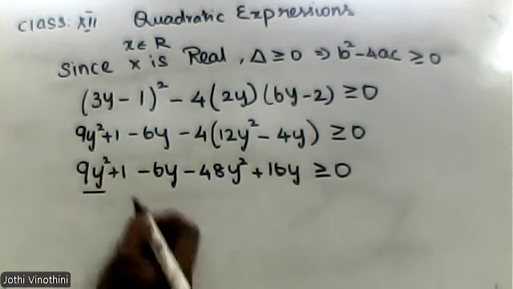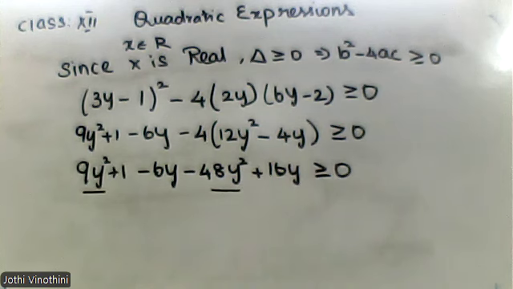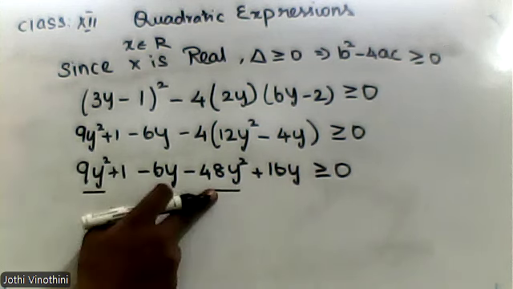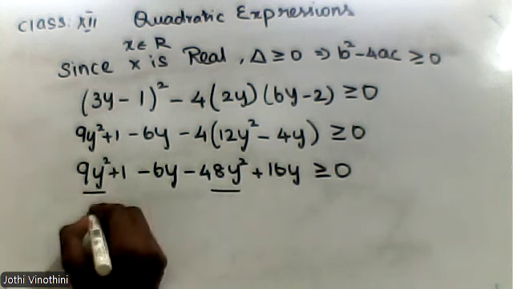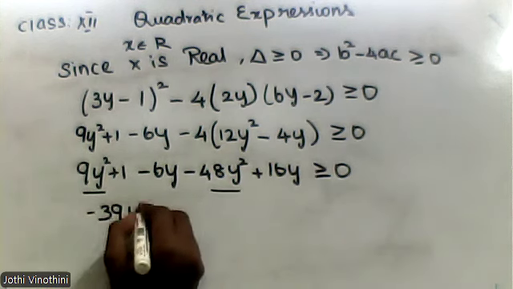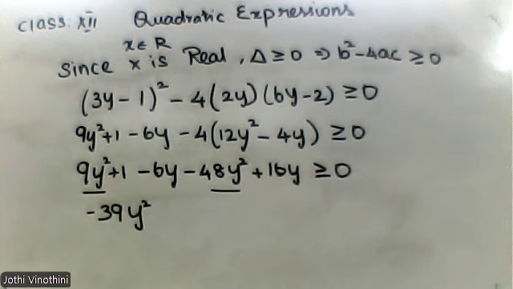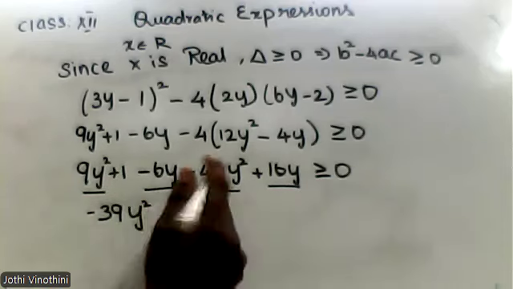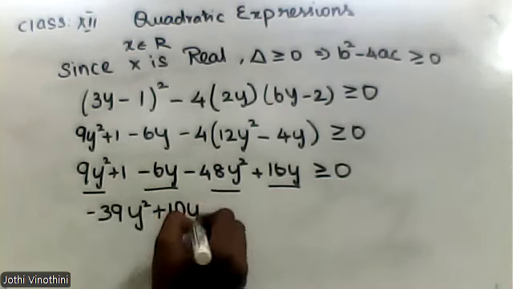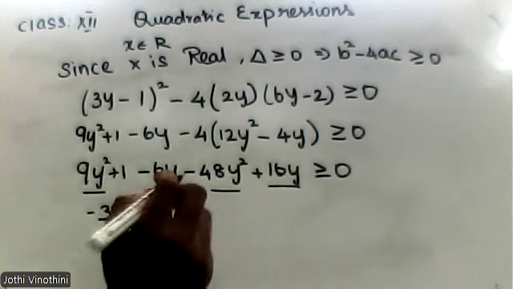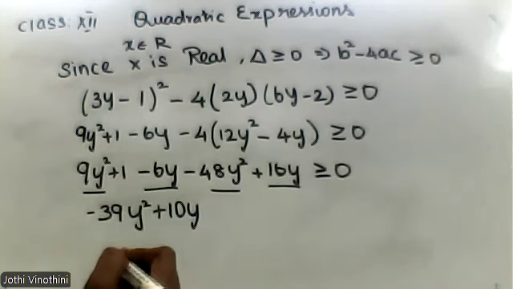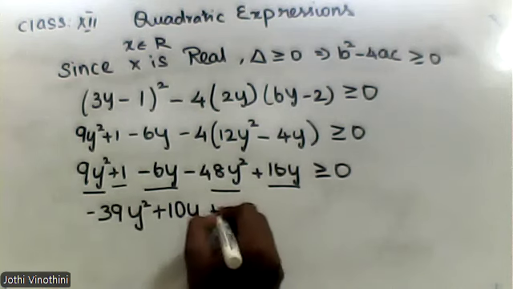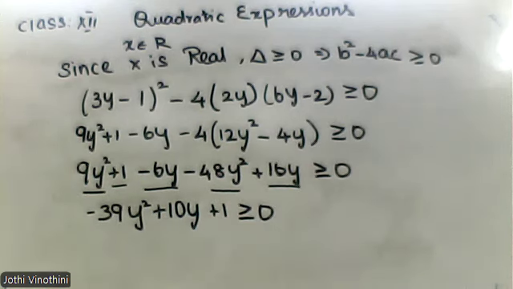Right? So here one y squared term, here one y squared term. Here it is minus 48 plus 9, so it will be minus 39y squared. Clear? Clear. Here it is minus 6y, here it is plus 16y. So when we subtract this, we will get plus 10y. Clear? What is the remaining term? The remaining term is 1. So it will be plus 1 greater than or equal to 0.